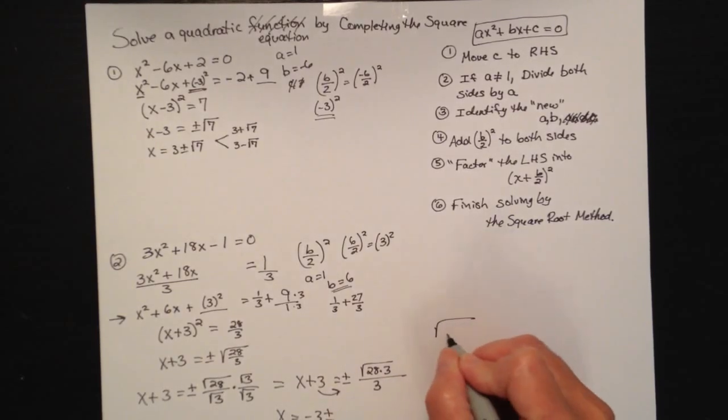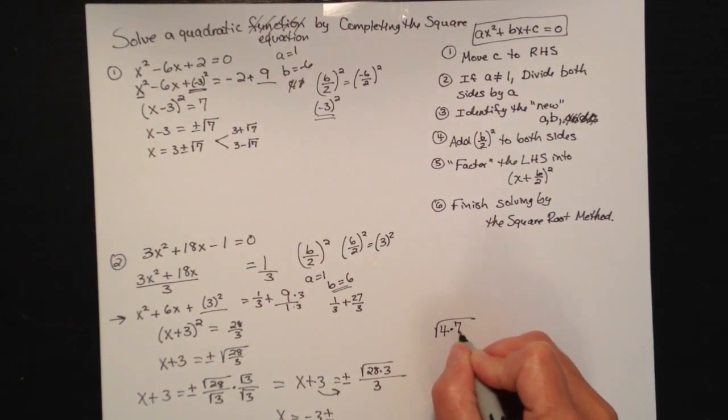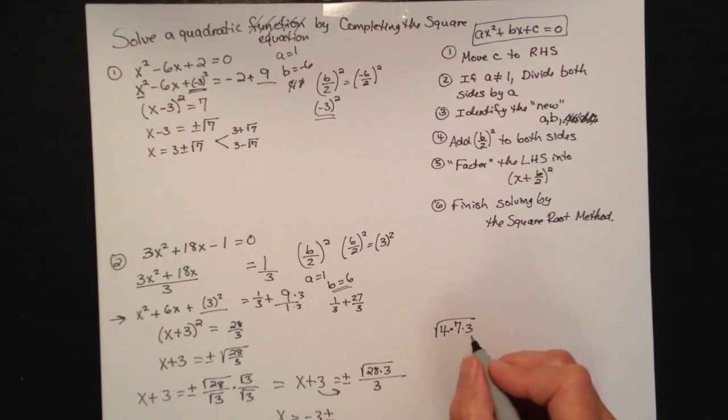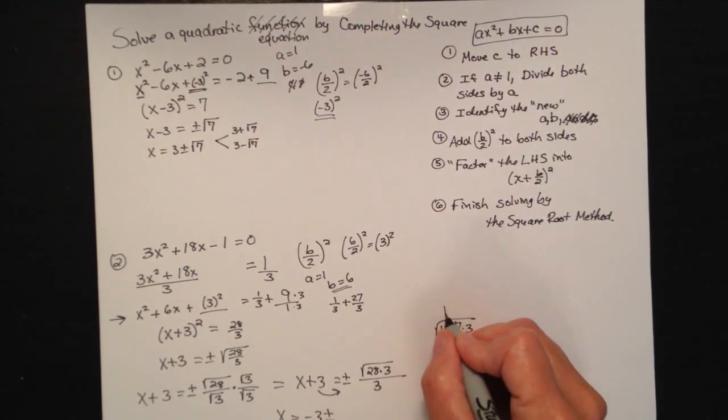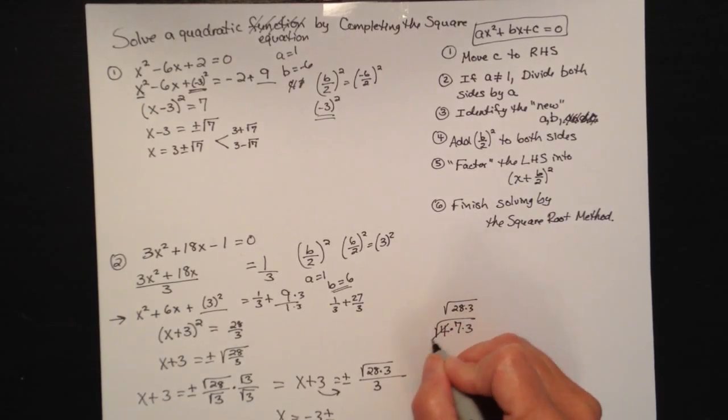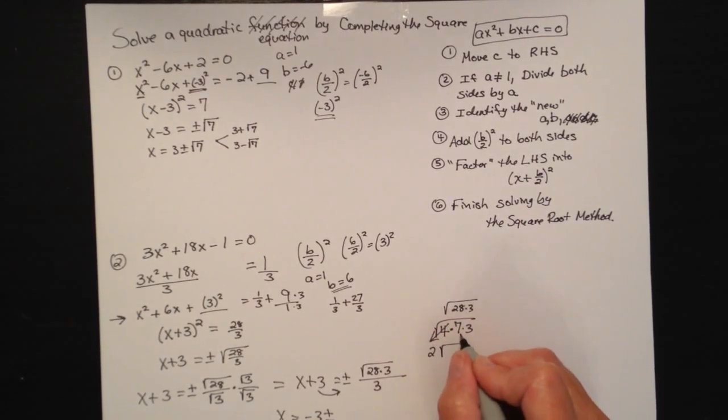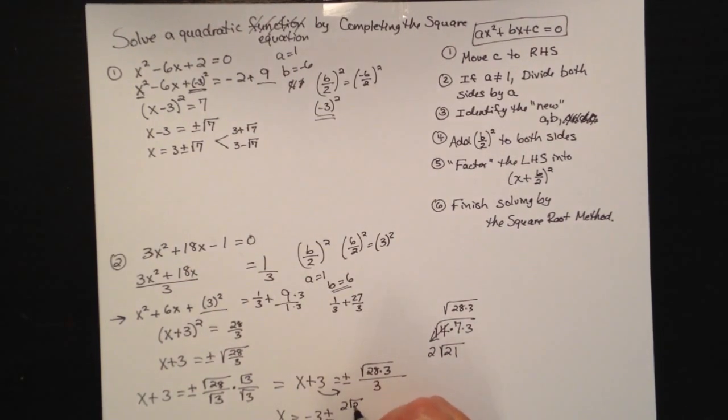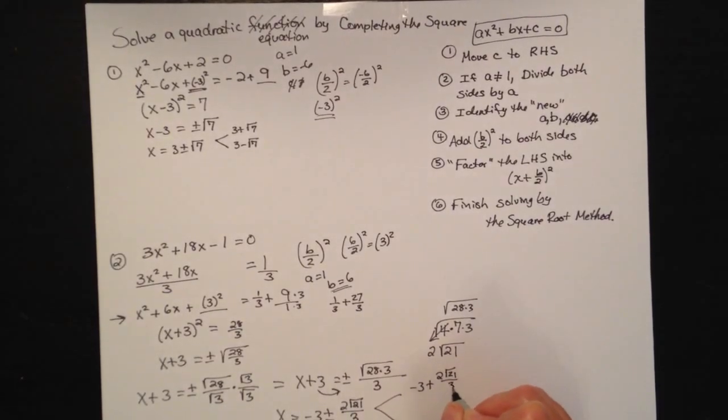Let's look at this. The square root of 28 has a perfect square in it. It has a 4. We could rewrite 28 as 4 times 7. And then we have this 3 under there. So we could take the square root of the 4, and it will become a 2. We're left with the square root of 7 times 3, which is 21. So this is plus or minus 2 square root of 21 over 3. That is not a pretty answer, but it is our answer. It's negative 3 plus 2 square root of 21 over 3, or negative 3 minus 2 square root of 21 over 3.